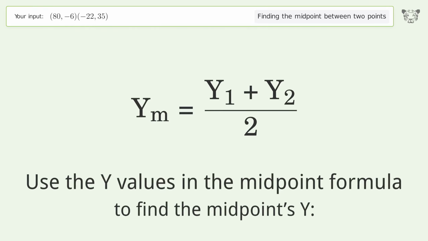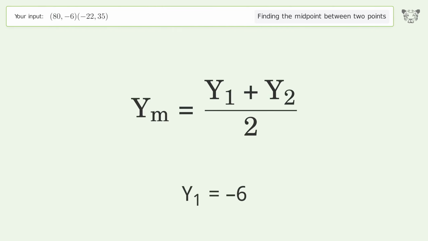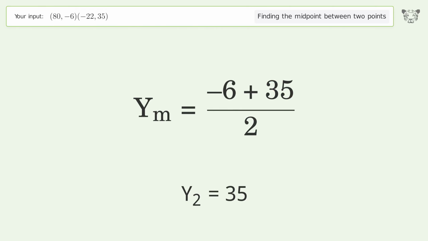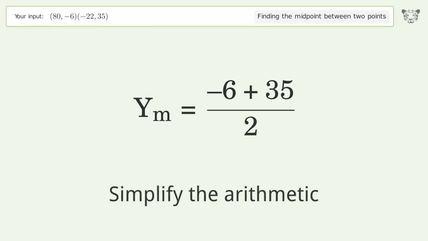Use the y values in the midpoint formula to find the midpoint's y. y1 equals -6. y2 equals 35. Simplify the arithmetic.